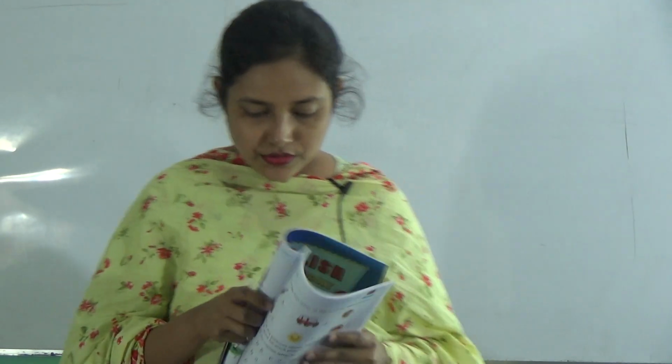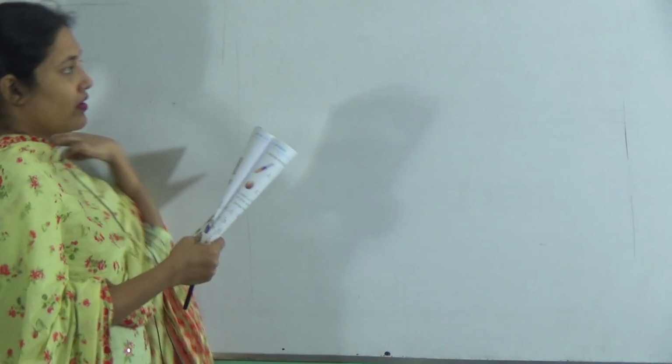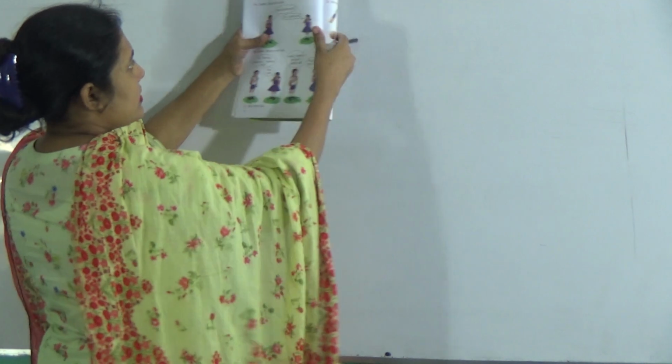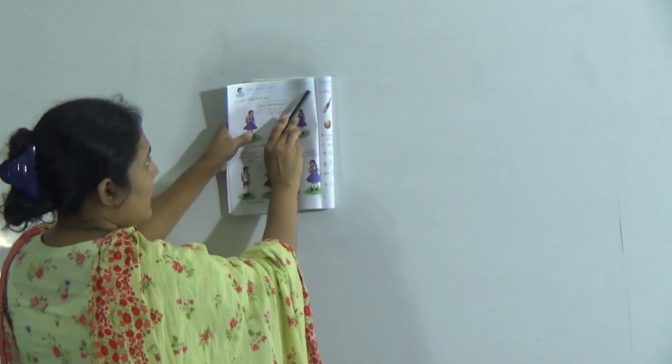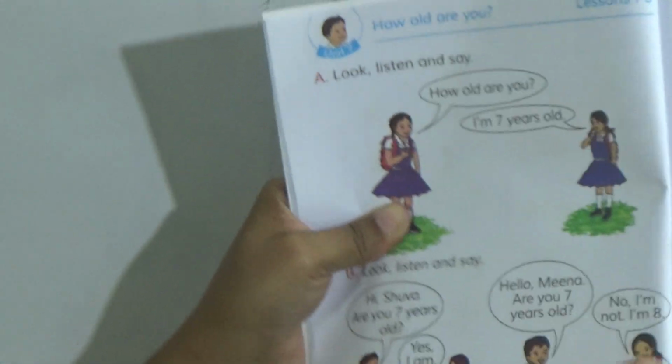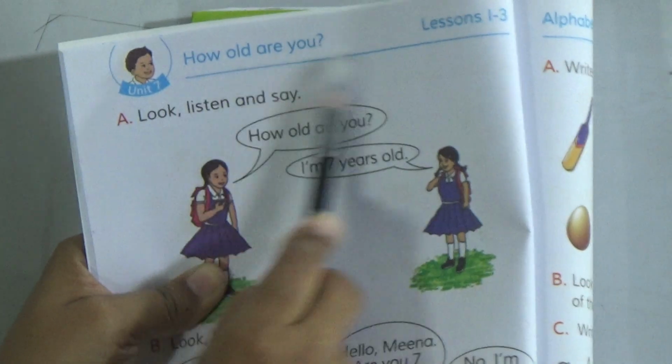Students, please look at the board. I am showing you the book. This is Unit 7, Lessons 1 to 3. The unit's title is How old are you?